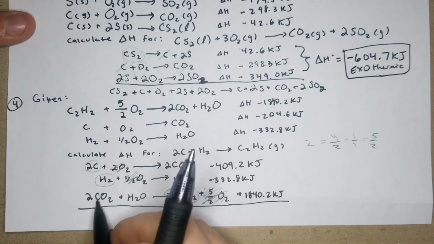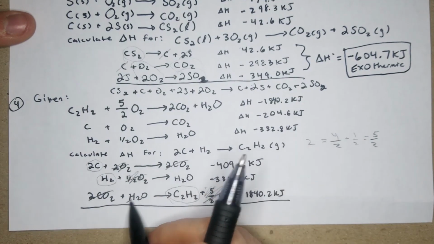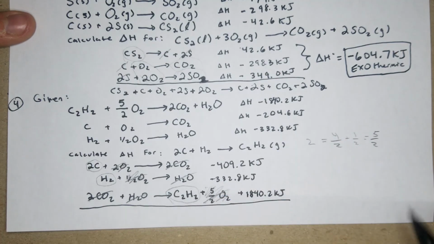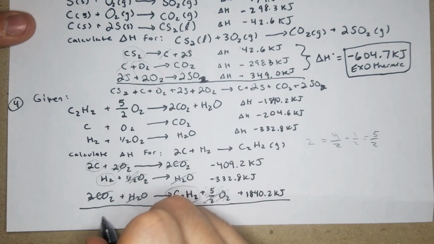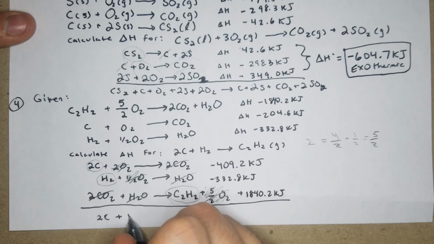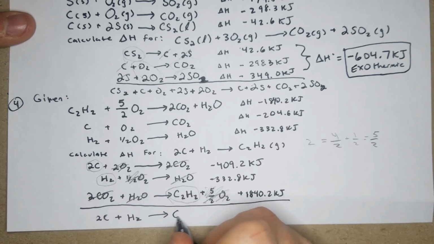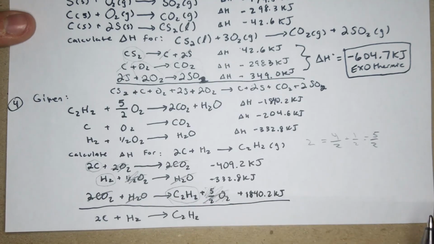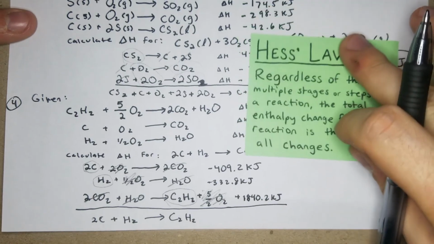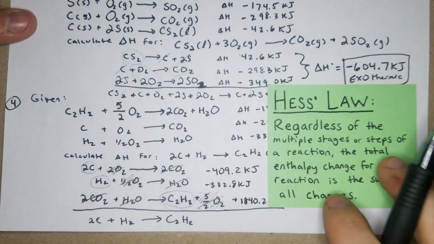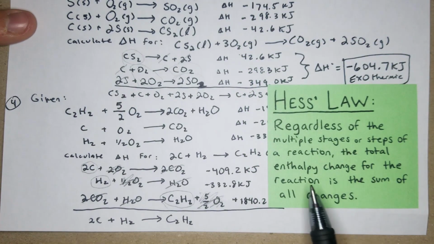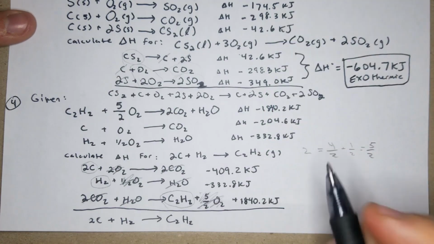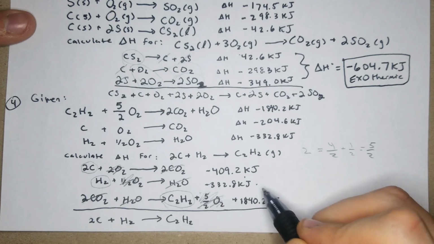Let's see what else we got. We got 2CO2, 2CO2, H2O, H2O. Not bad. So now we're just going to end up with the 2C plus H2 yields C2H2. And then as we know in Hess's law, we need to sum these. So the enthalpy change for the reaction is the sum of all changes. So we're going to take this, this, and this.